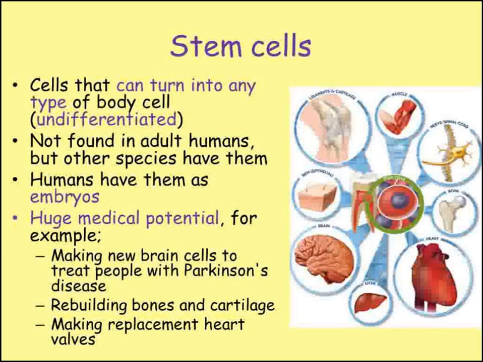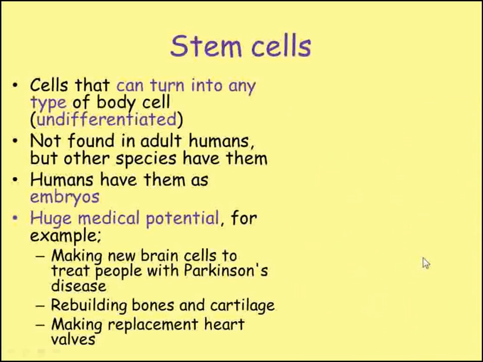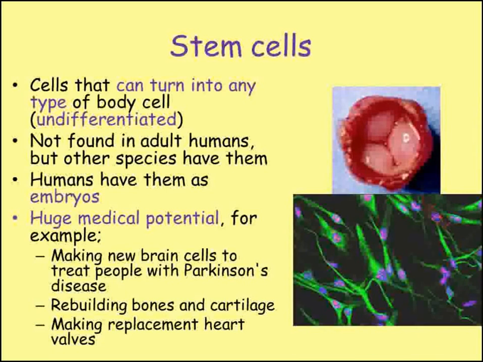Using these stem cells, doctors could potentially use them to grow specific groups of cells that could help treat diseases such as Parkinson's. They could rebuild bones and cartilage in people with degenerative disease or who have suffered severe injury. They have also been used to grow replacement valves to go inside hearts when these have failed or become damaged.